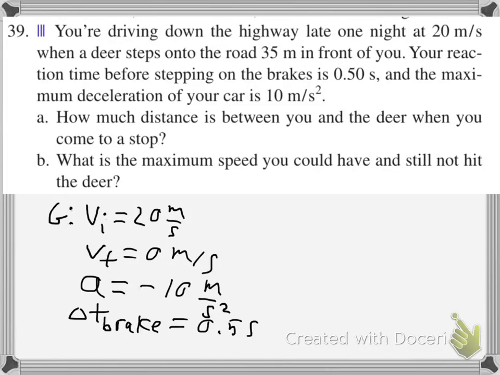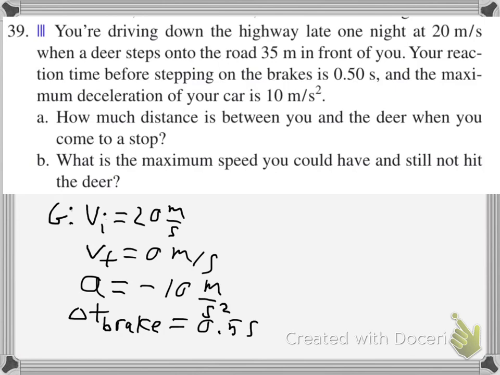Okay, so this is question number 39 from chapter 2. This involves a car that's going to be driving late at night, and the driver is going to have a reaction time before they can actually start braking. There's a deer in the middle of the road, so that's why they need to brake.